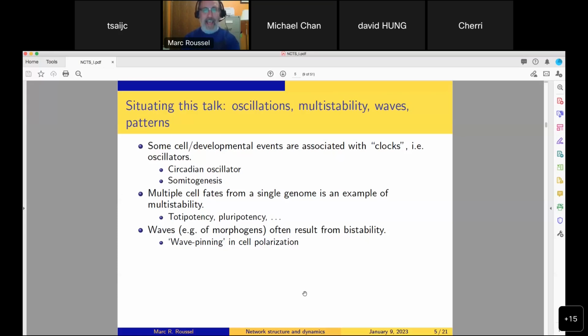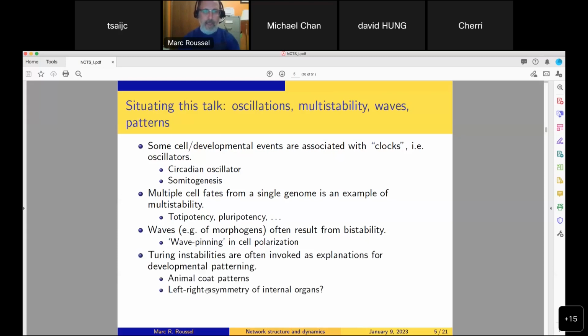So there's a really lovely example of wave dynamics that's important in cell polarization that Leah Edelstein-Keshet has been studying, which is this wave pinning phenomenon where basically stoichiometry determines how far a wave will travel. And of course, Turing instabilities are often invoked as explanations for developmental patterning. Animal coat patterns are a famous example. We've been working on left-right asymmetry of internal organs, which at least one group believes to be due to Turing patterning, although that's still controversial. And I'll talk about that a little bit more later.